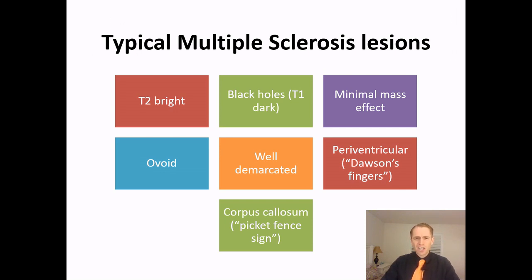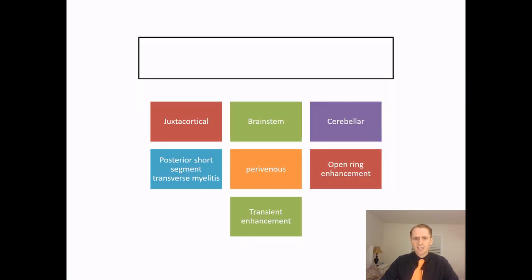They tend to be bright on T2, dark on T1. They don't have a lot of mass effect. They're often ovoid in shape, and they're well demarcated between normal and abnormal tissue. Sometimes they're in specific areas around the ventricles, forming what are known as Dawson's fingers. And sometimes they line up in the corpus callosum, causing a so-called picket fence sign. They're in specific areas such as next to the cortex at the very surface of the brain, in the brainstem and cerebellum. And when they involve the spine, they're often very short and towards the back of the spine.